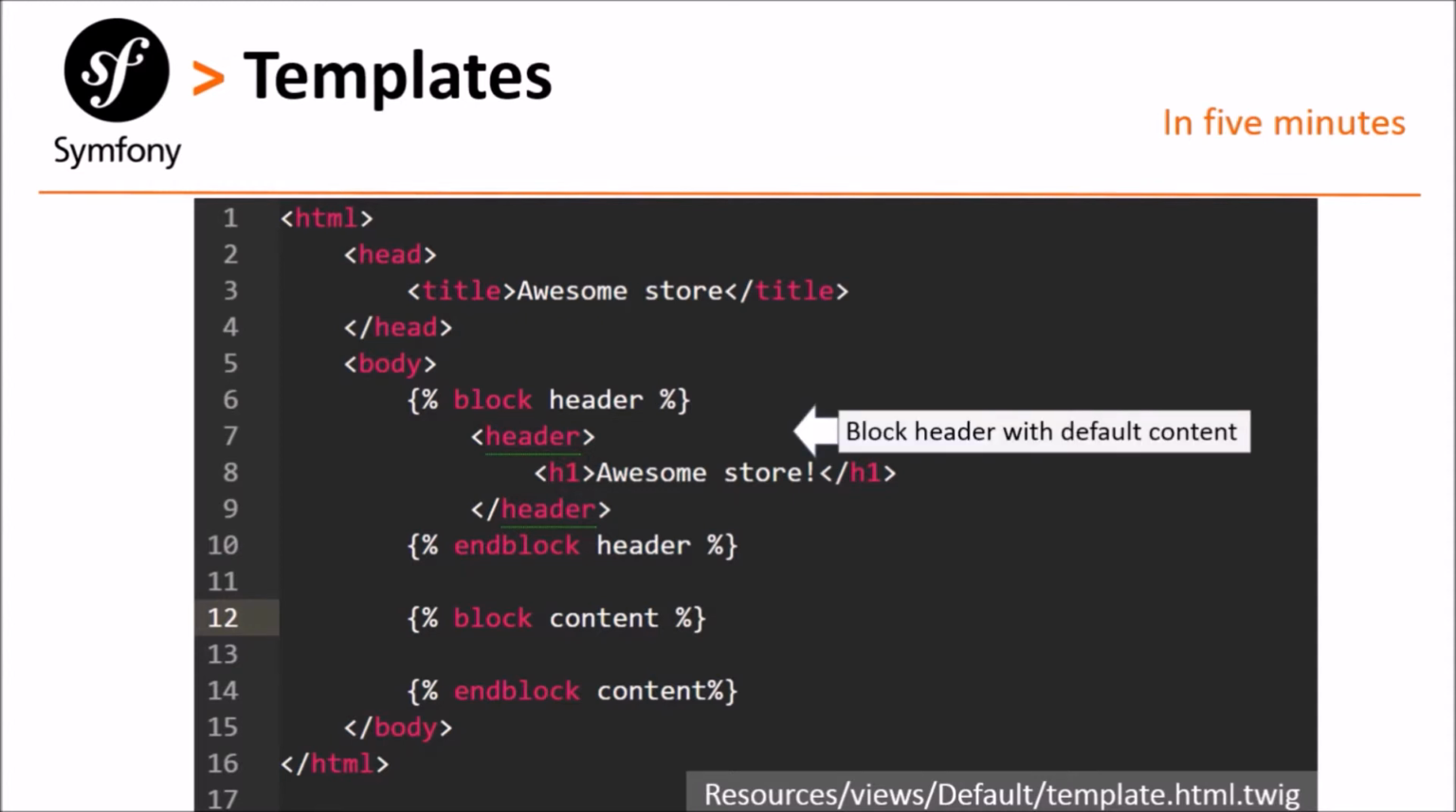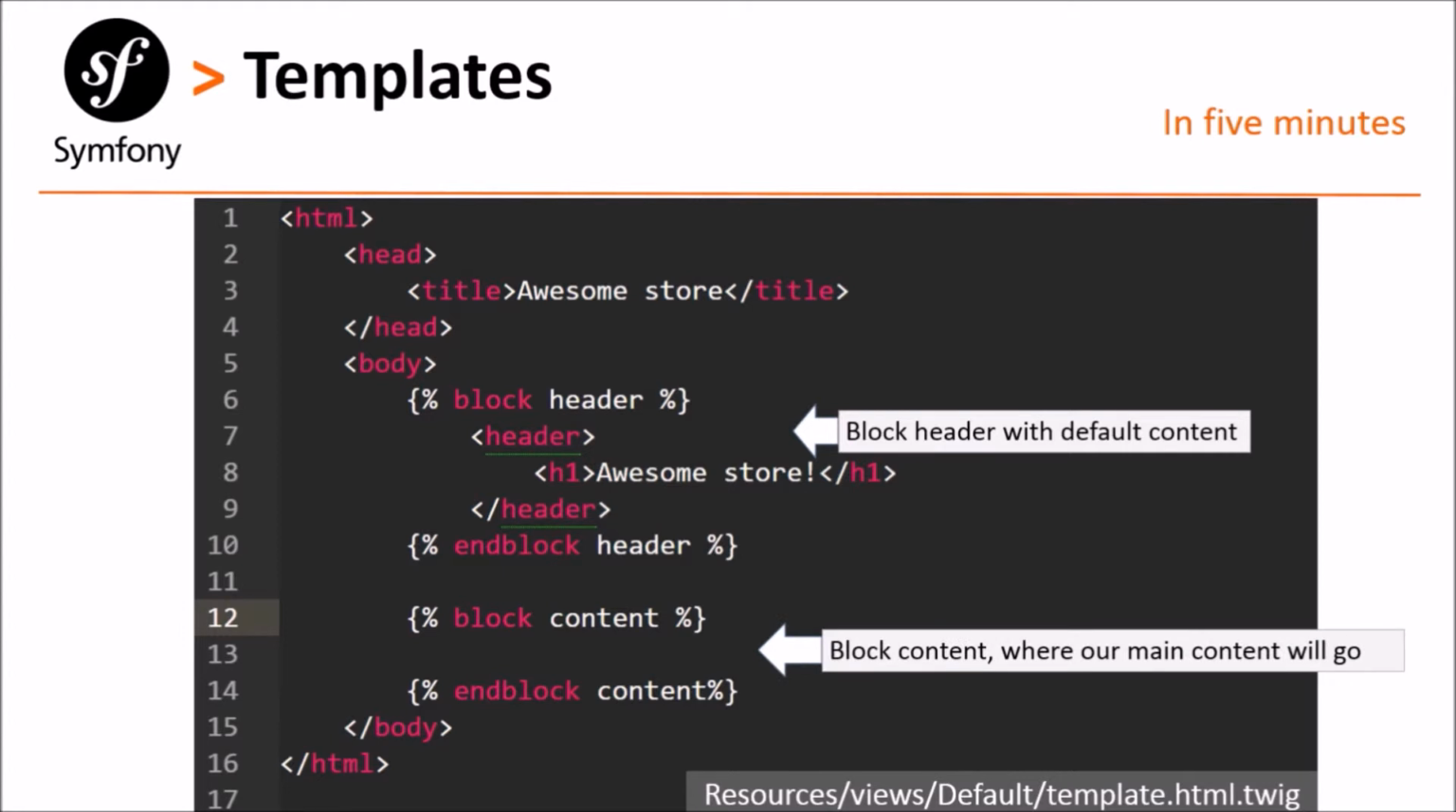So let's create a very basic template. We have a block named header that contains the default header, and a block named content. Child templates can override either block, but most of them will only override the content block, as there is not much reason for the header to change.